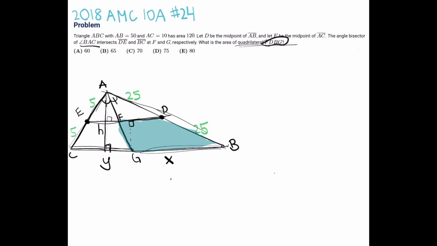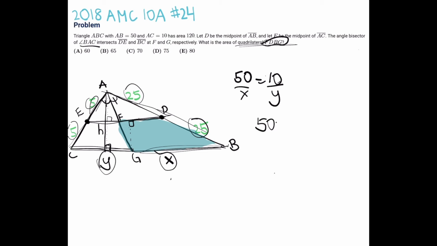Okay, so keeping what we just did in mind, the angle bisector theorem, we know that 50 over X equals 25 over Y. Oh, my bad. I meant 10 over Y. Okay. 50 over X equals 10 over Y. 50Y equals 10X. 5Y equals X. Okay, so now that we have that, I'm just going to erase X and substitute it with 5Y.